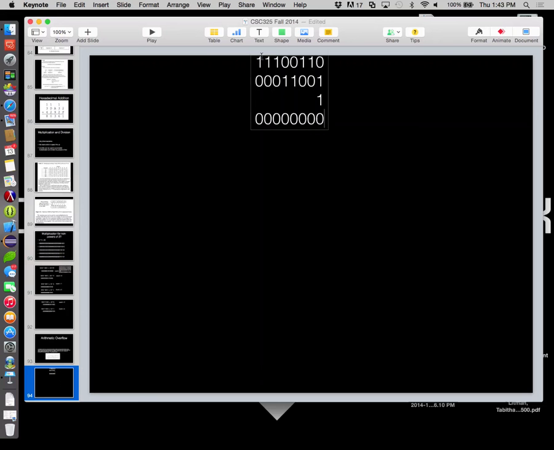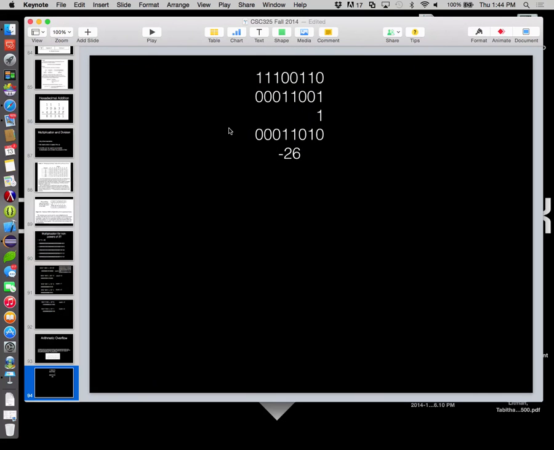Which is going to get us a 0, carry the 1, a 1, a 0, a 1, a 1, all the rest zeros. So this is the 1's, 2's, 4's, 8's, 16's. So 16 plus 8 is 24, 26. So this is a negative 26. Is that right?